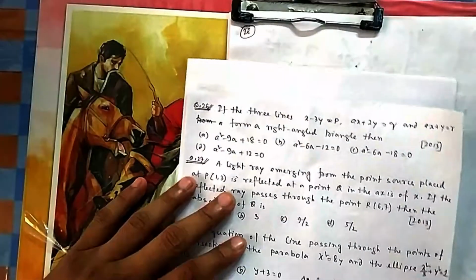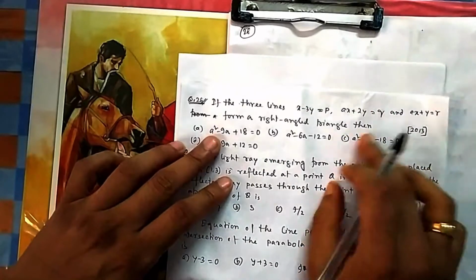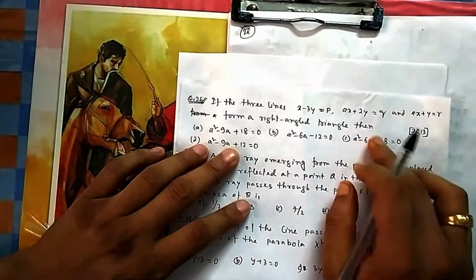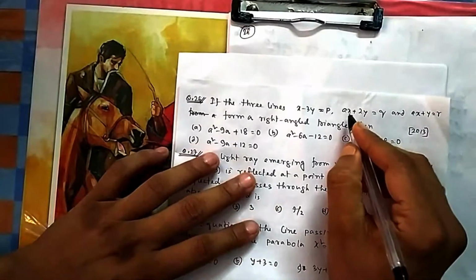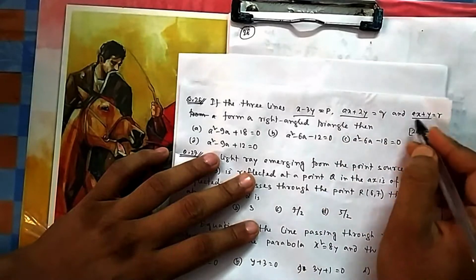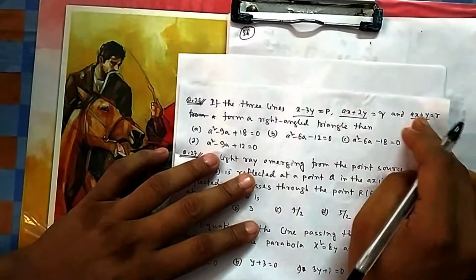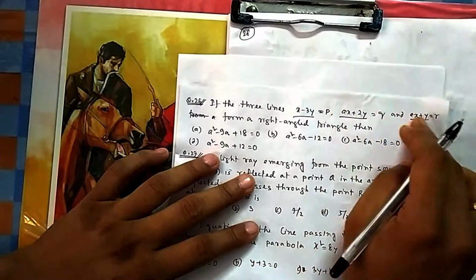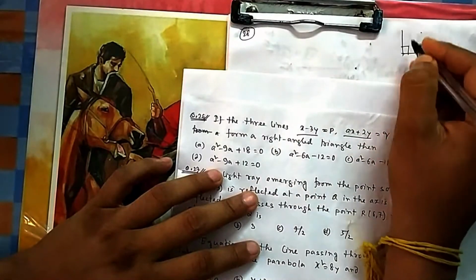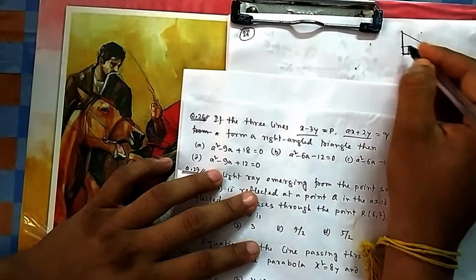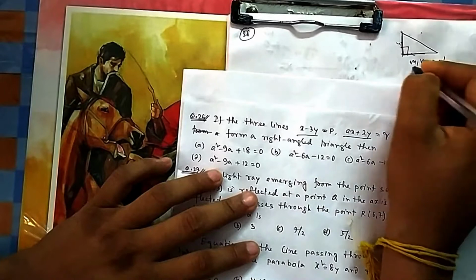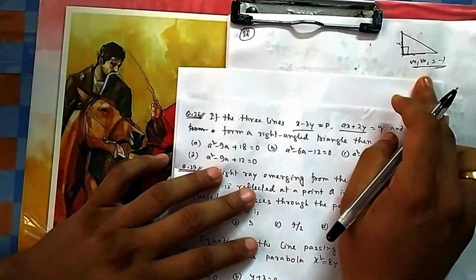So 26. If three lines form a right angle triangle, then they are asking for some condition on a. If you see, all these a's are in the coefficients of x and y. That means they are talking about slopes, a is connected to slopes. So what is the relation of slopes in a right angle triangle? The product m1 m2 should be equal to minus 1. Which line is which, you don't know.